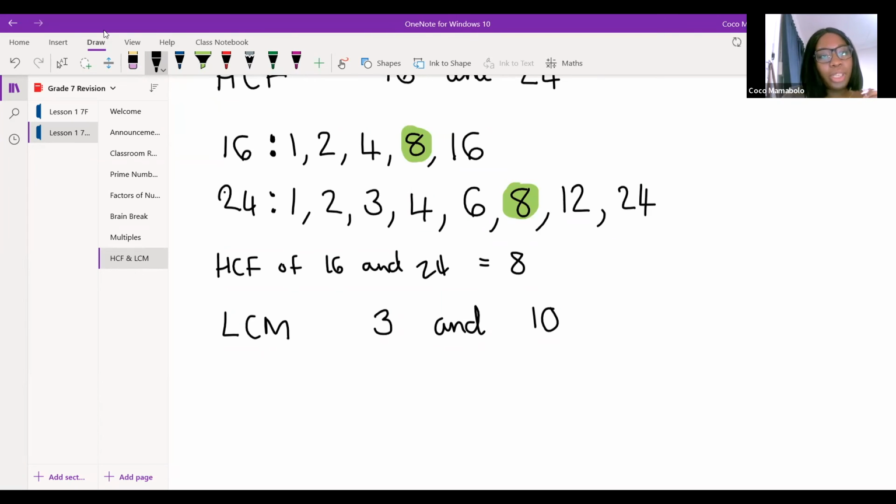Nkanyiso and company, what are we going to have to find first? So we're going to have to find the multiples of 3. Good, good. All right, can you give me the multiples of 3? Let's go. 3. Good.